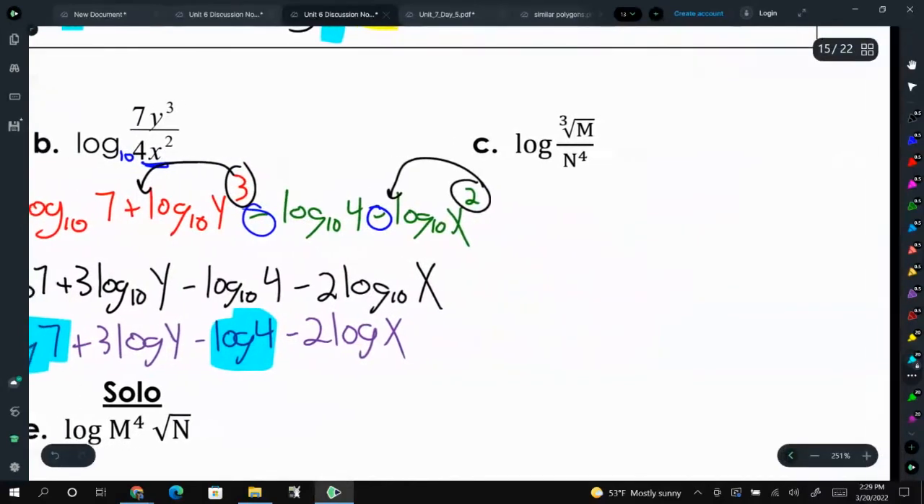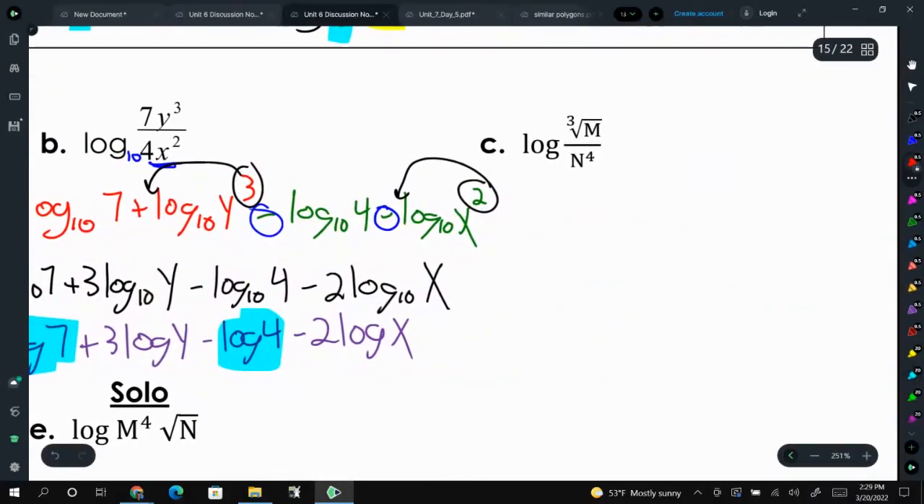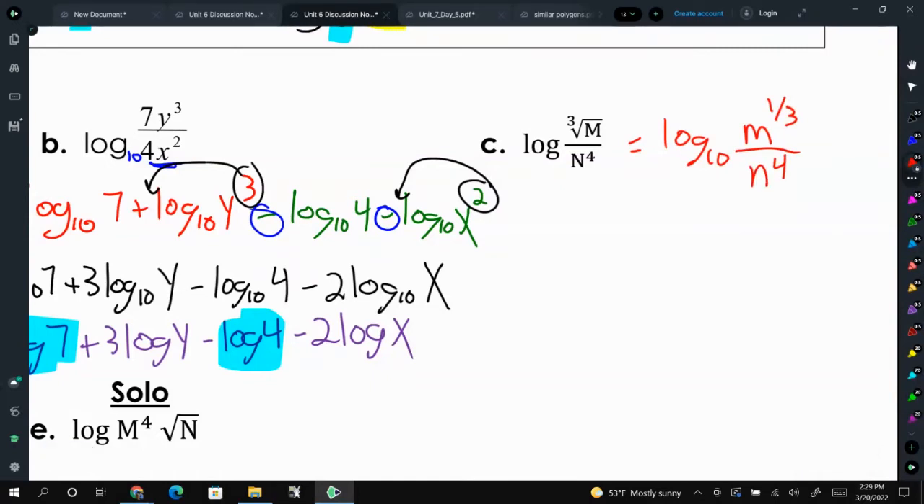Then this last one over here, before I do anything, I'm going to change the log to m to the 1/3 over n to the 4th, because the third root or the cube root is the same thing as the 1/3 power.